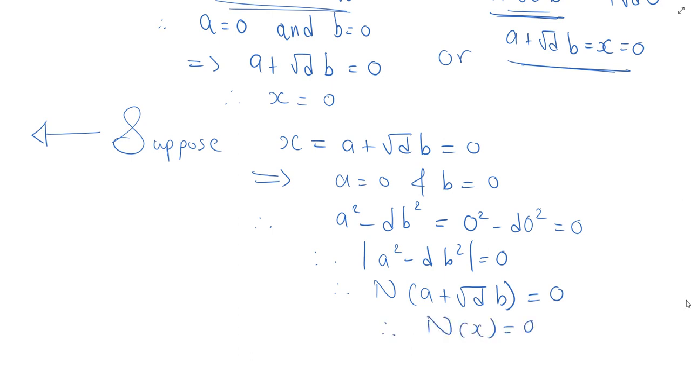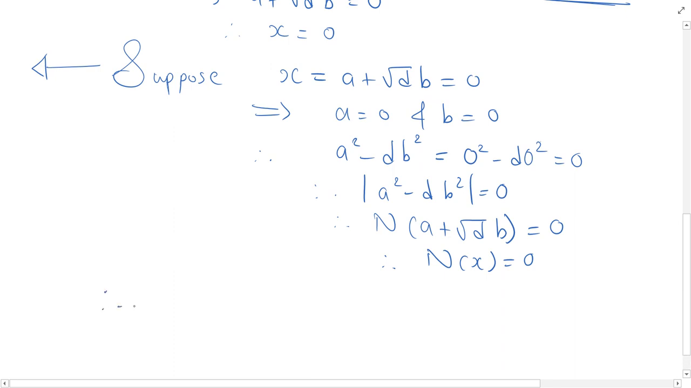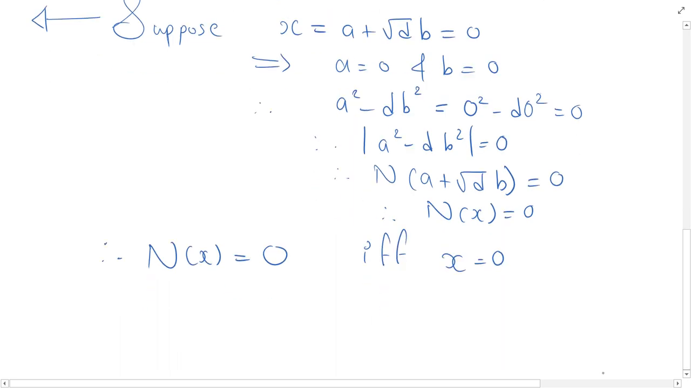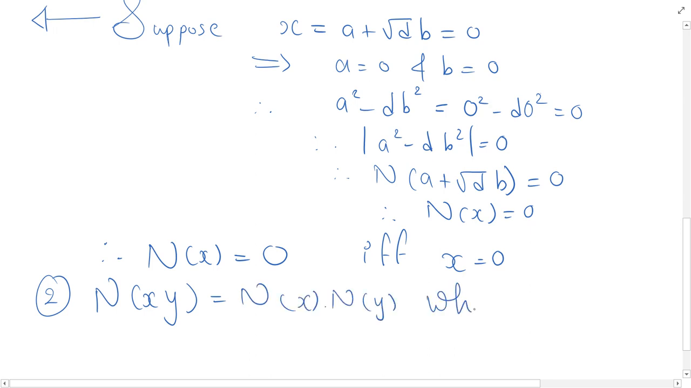Correct? So now, since we proved both ways, the norm of x will be 0 if and only if that element is 0. Otherwise, it is not possible. Okay? So this was the first property. We'll go for the second property. This is about the distributivity of a norm over multiplication. That means my norm of xy is the same as norm of x times norm of y, where x and y are any elements inside Z square root of d.